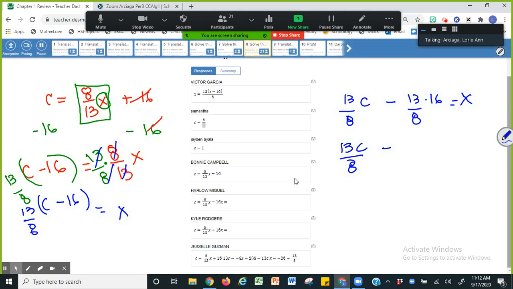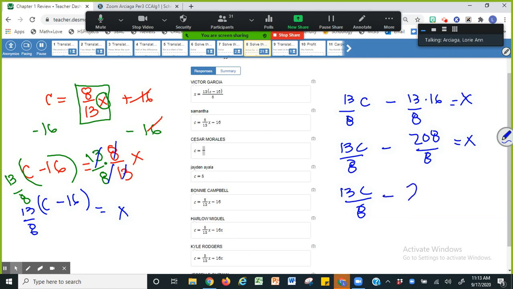208. If I copy from Giselle's work, it's 208. So that's going to be 208 over 8. Okay, but isn't 208 divisible by something? By 8? So that's going to be 13c over 8 minus, can you verify if I'm right? This should be 26, I think. Yeah. Can you correct me if I'm right?